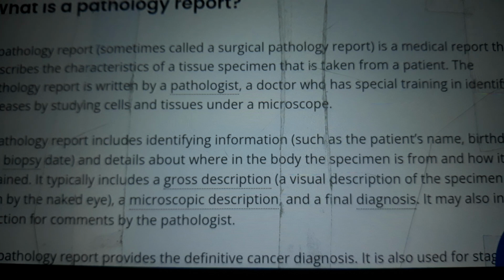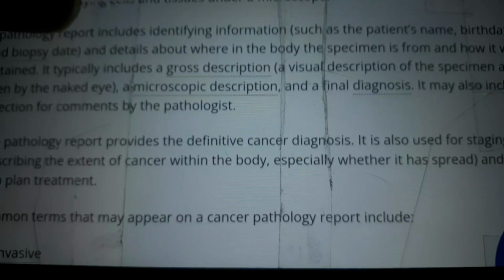A pathology report, sometimes called a surgical pathology report, is a medical report that describes the characteristics of a tissue specimen that is taken from a patient. The pathology report is written by a pathologist, a doctor who is a specialist trained in identifying diseases by studying cells and tissues under a microscope.